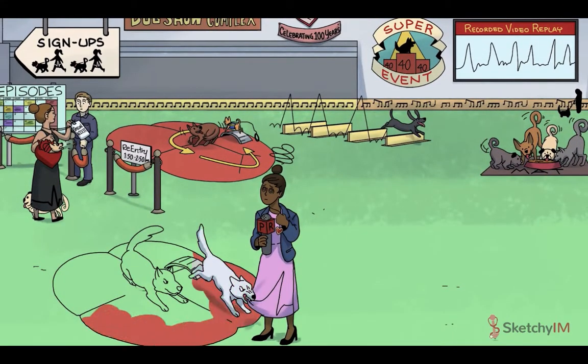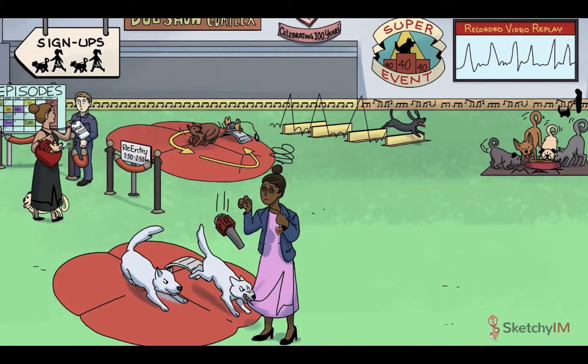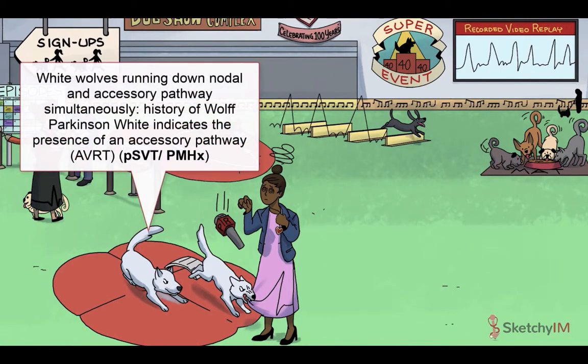Some patients will have a history of Wolff Parkinson White, or at least you'll be able to find a previous ECG with the characteristic pattern. This hints at the presence of an accessory pathway. Just think of this announcer lady getting attacked by these Wolff Parkinson White wolves.